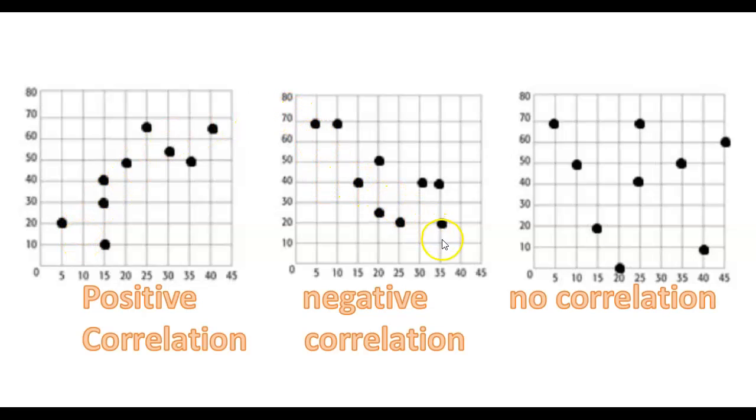Do you see that this data kind of makes a line that's going down? That's called a negative correlation.